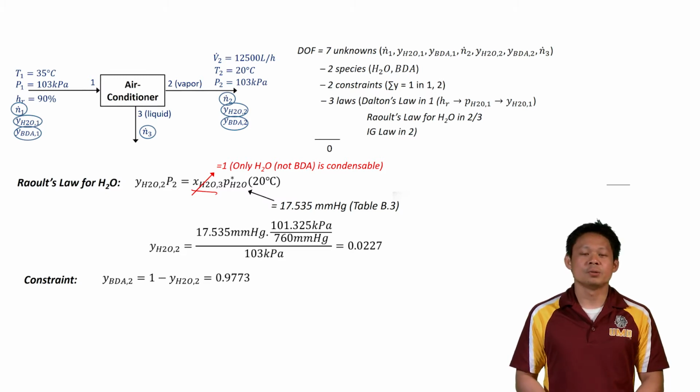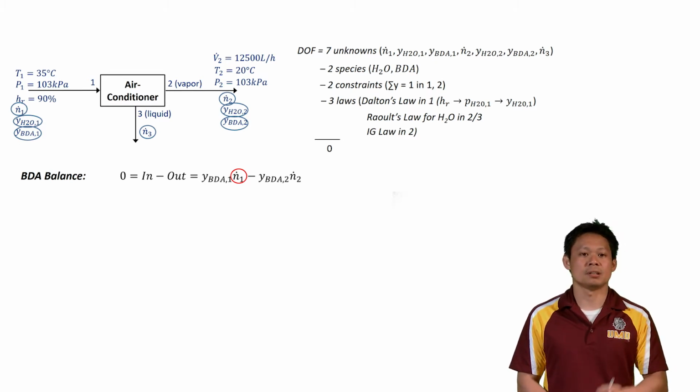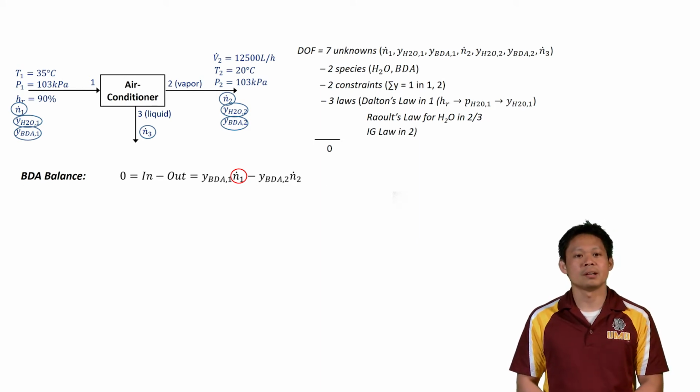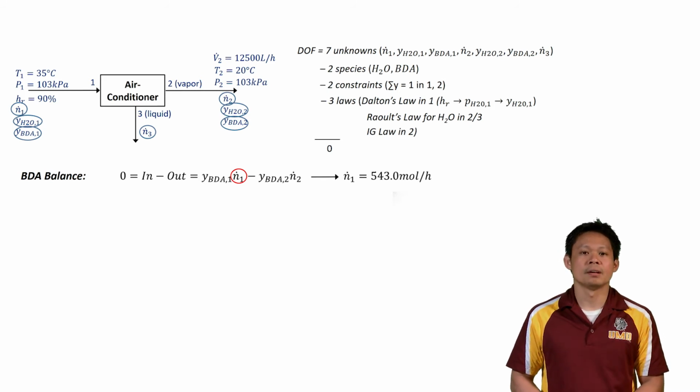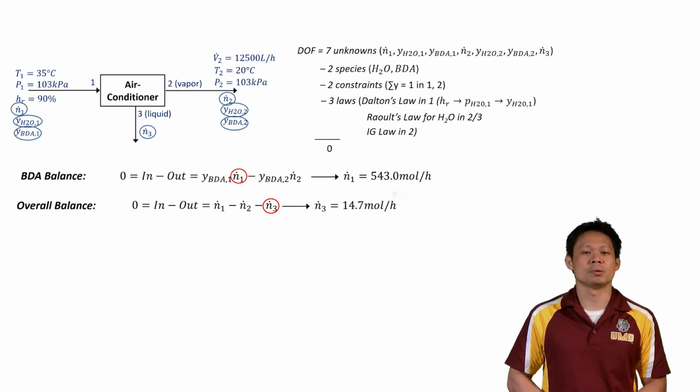The last thing we need to do is our 2 species balances. So let's start with our bone-dry air balance. The reason why I picked bone-dry air as my balance is because you realize that in stream 3 there isn't bone-dry air. So generally, you pick the species that has the least number of terms. In this case, if you write out the bone-dry air balance, you realize you only have one unknown left, which is N1, so we can solve for that. Once we have that, we can use the overall balance, solve for our remaining unknown, which is the amount of liquid that has condensed, and we have 14.7 moles per hour.